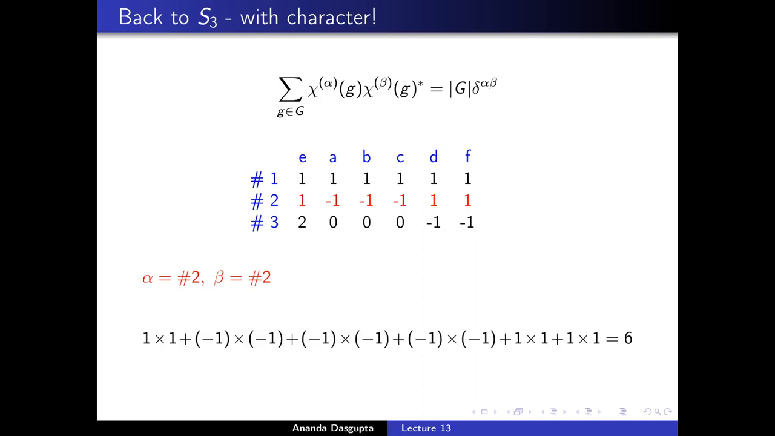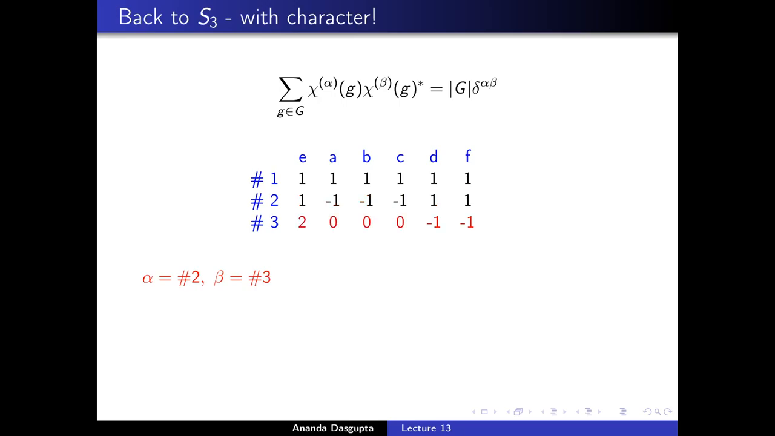Pretty straightforward. Representation number 2 and representation number 3 taken together will give you 1 times 2. The three middle terms, corresponding to A, B, C, will not give you anything because they are all 0 anyway. And the terms corresponding to D and F will give you 2 minus 1s, and so you're going to get 0. And the final orthogonality result from characters is that when alpha and beta are both taken to be number 3, you get 2 times 2 plus 3 zeros plus 2 minus 1 whole squares, and that of course adds up to 6, as it should.